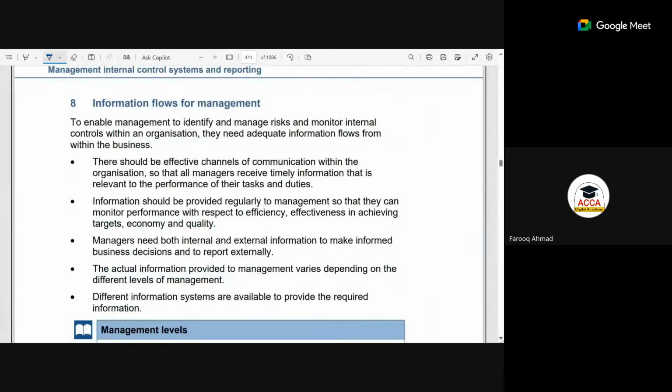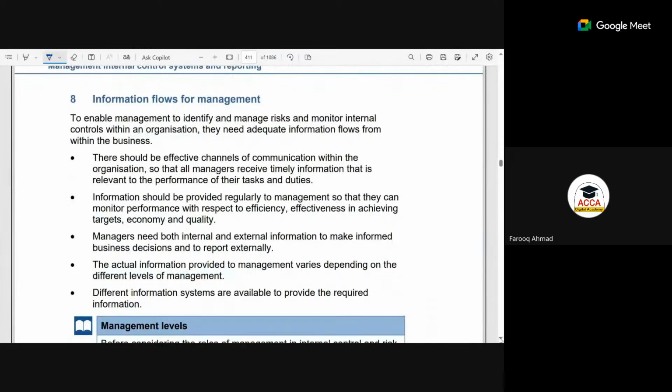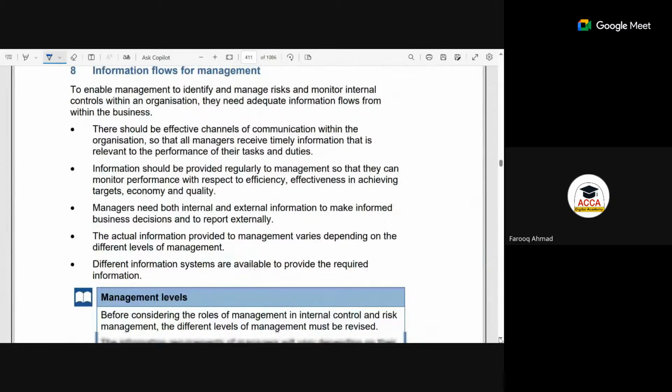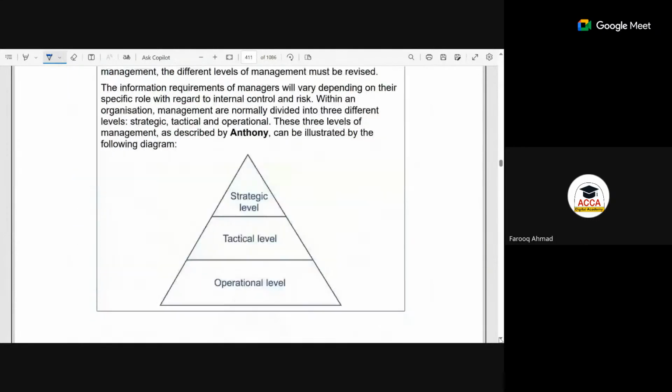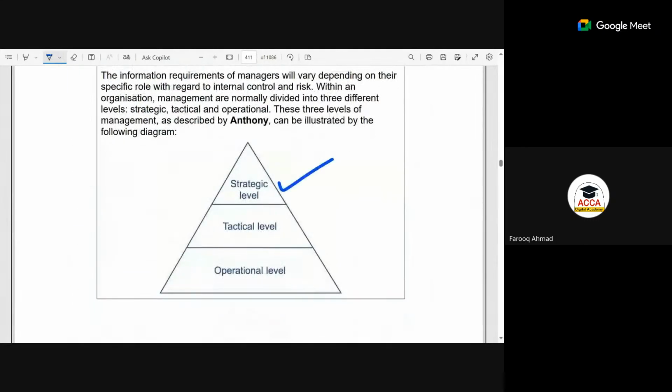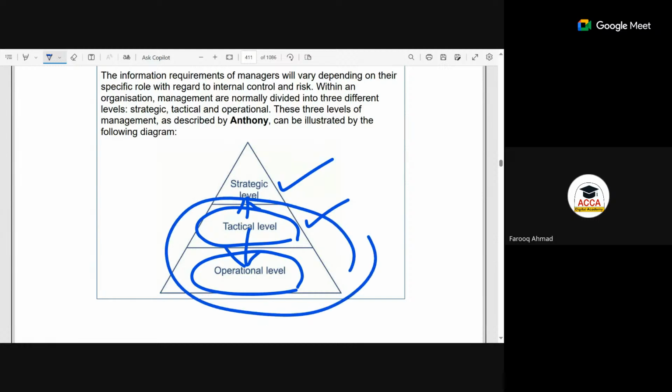Information flow for management. The management level: strategic management at the top, then tactical, taking care of whatever management is handling. Operational is the small production side, controlled by the production manager, and the strategic level is the management of the company, who control both parties.